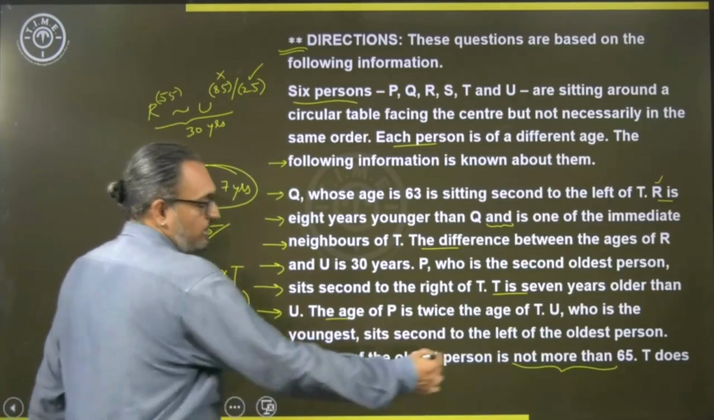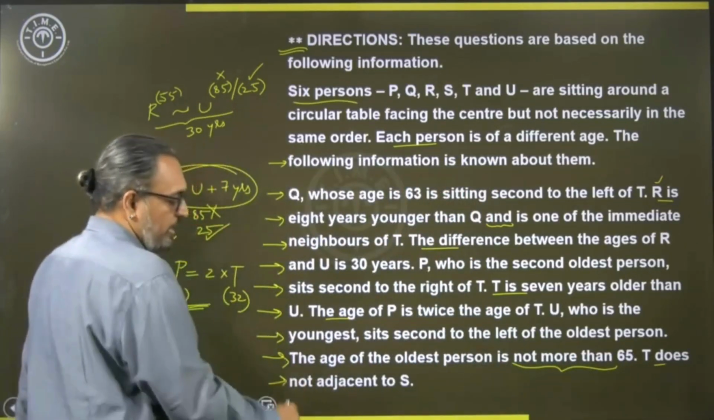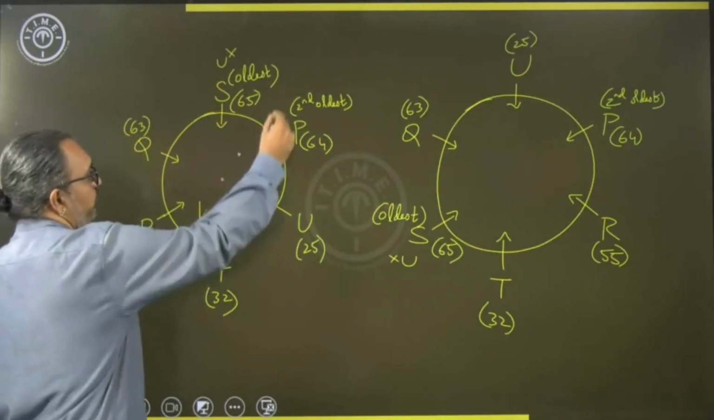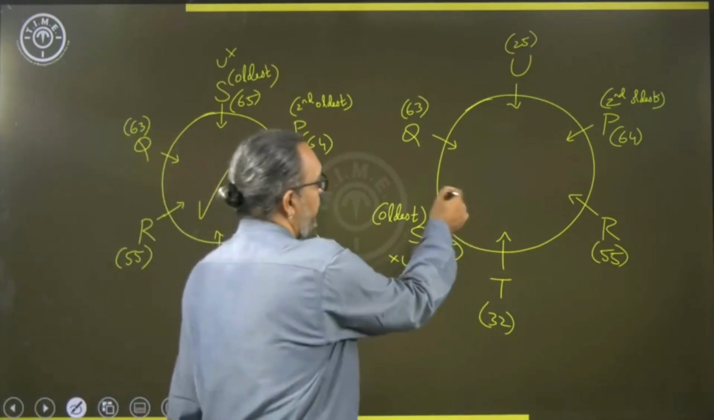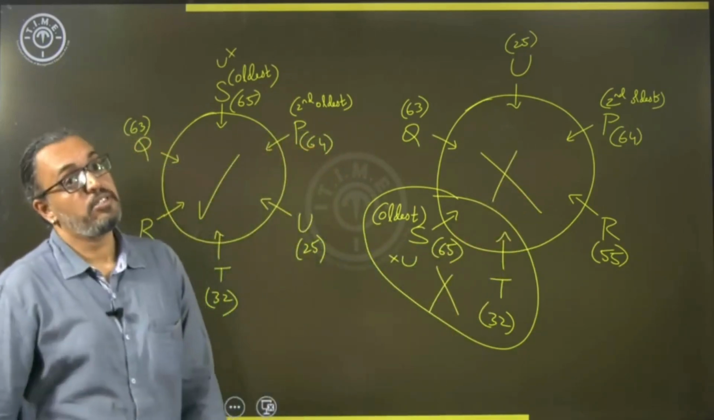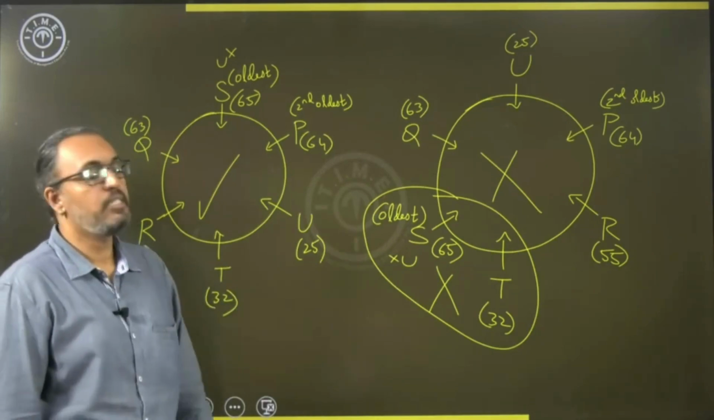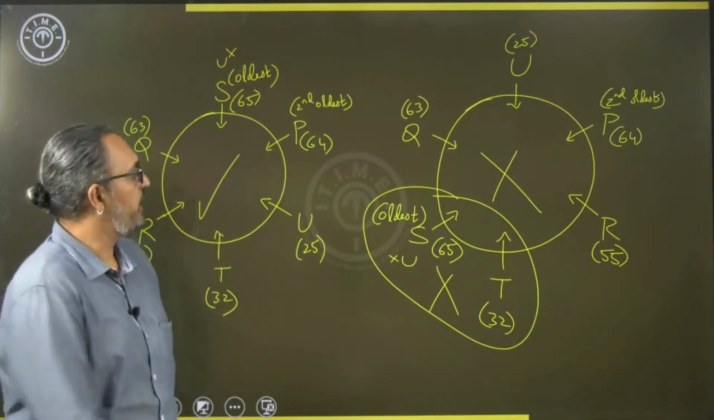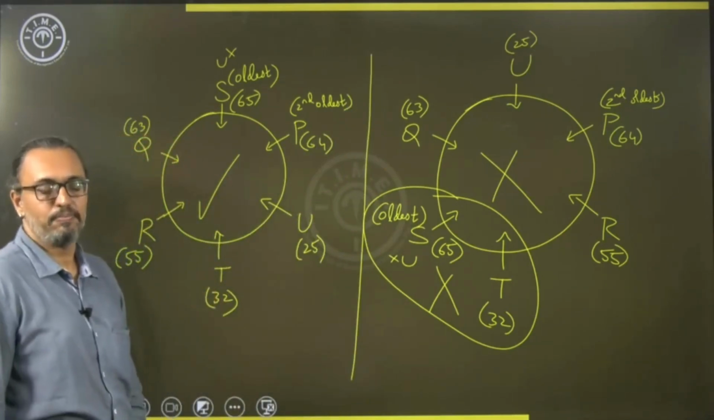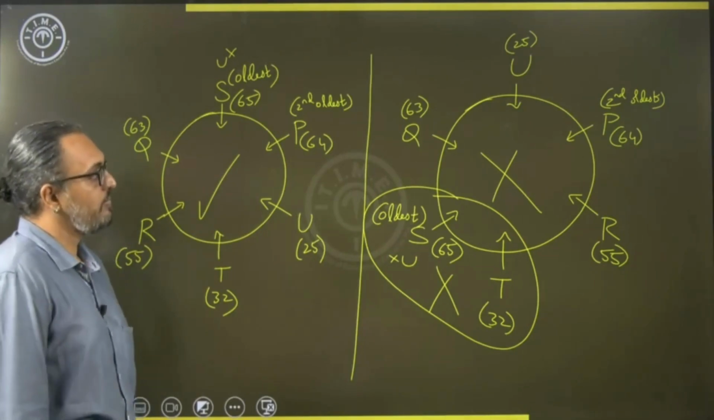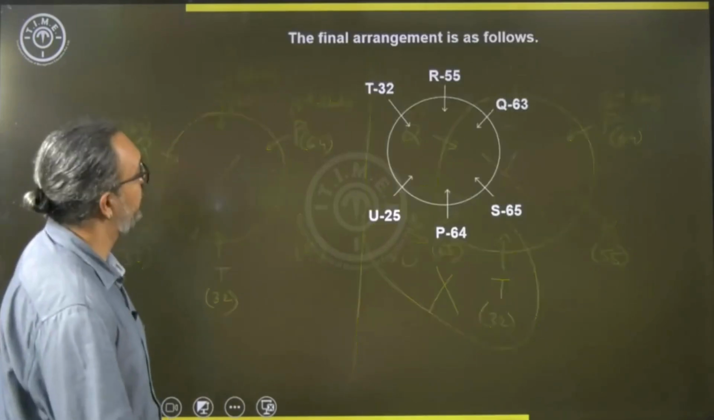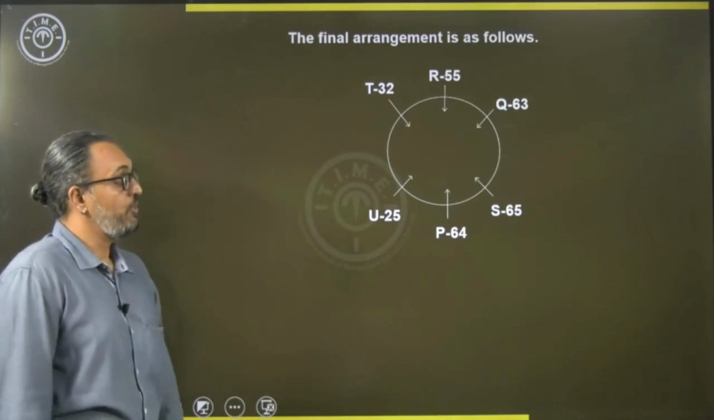Fine. And then the last one, T does not sit adjacent to S. Okay. In this case, T is opposite to S, so perfectly fine, no problem. But however, here this is going to be a problem. T does not sit adjacent to S. Here we have T adjacent to S. So, the left side is what we have as our final arrangement. Understood? Yeah. Okay. Yeah. So, this is the final arrangement we get.